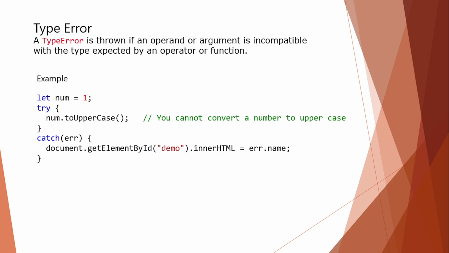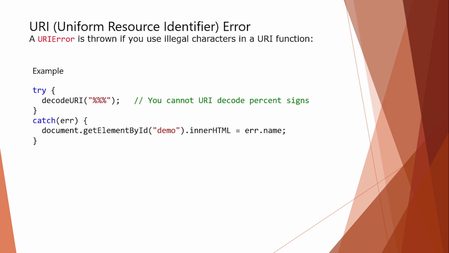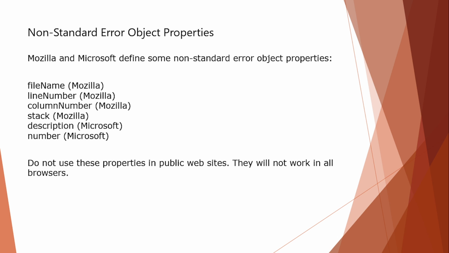TypeError: a type error is thrown if an operand or argument is incompatible with the type expected by an operator or function. So then it will throw a type error. URIError: uniform resource identifier error. A URI error is thrown if you use illegal characters in a URI function. Then it will return a URI error.